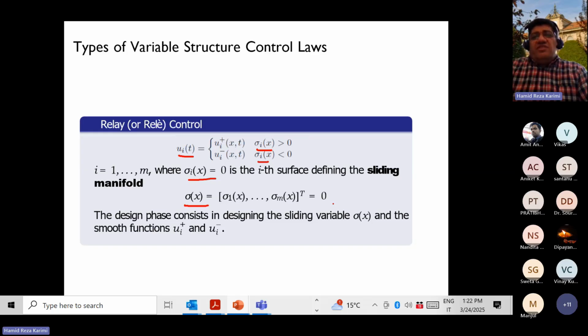Okay, so the design phase consists in designing the sliding variable sigma(x) and the smooth functions ui plus and ui minus. It means that in the design we need to select sigma(x), and also we need to select these smooth functions. So these are the design functions or design variables that you can choose for the relay control.